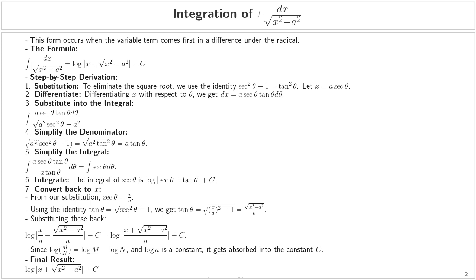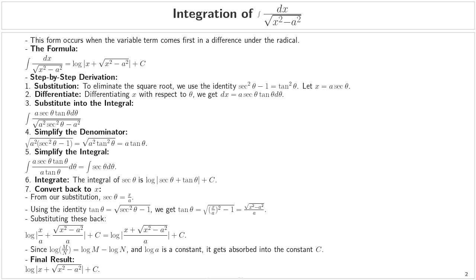Therefore, our final result for the integral of 1 over the square root of x squared minus a squared is the natural logarithm of the absolute value of x plus the square root of x squared minus a squared, plus c. Okay, so let's move on to our first standard integral.